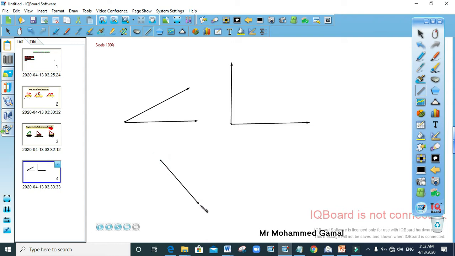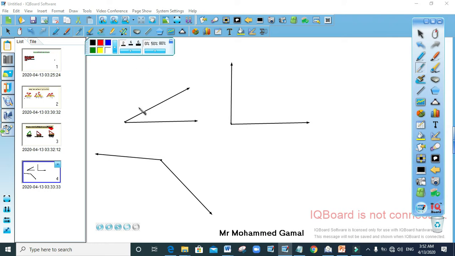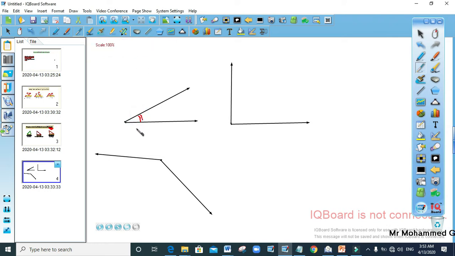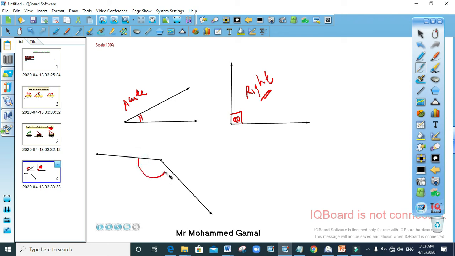And the fat one, like this one, as you see, a big one, is an obtuse angle. So if it is a small one, less than 90, it is called an acute angle. If it is exactly 90 degrees, this is a right angle. If it is big, more than 90, like 100 or 120, this is an obtuse angle.